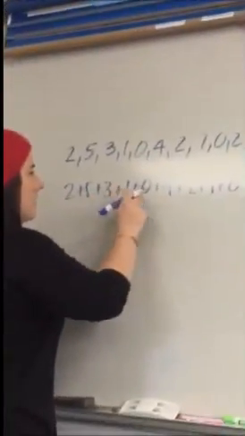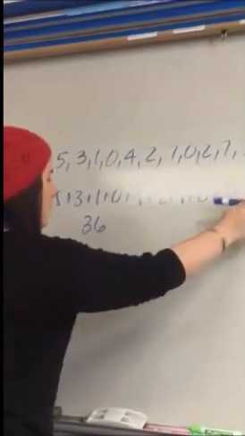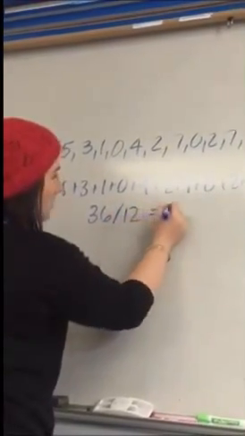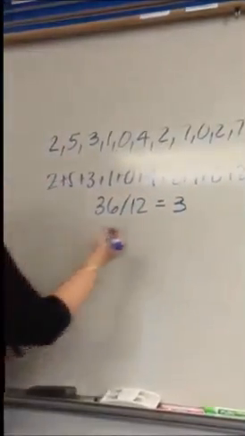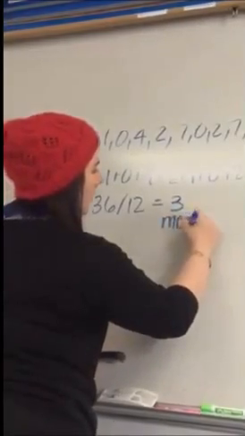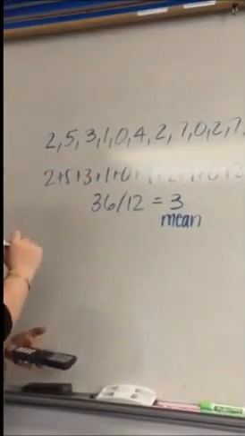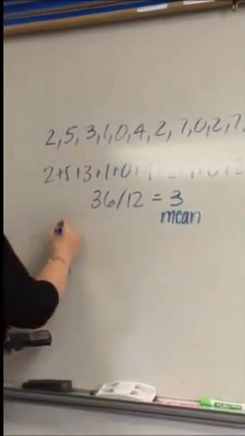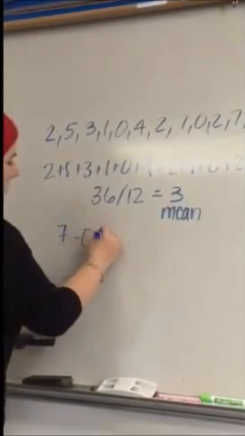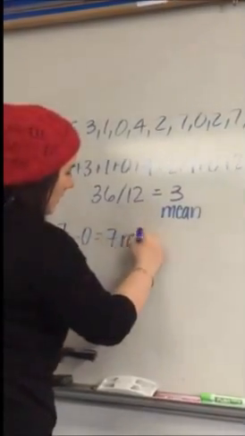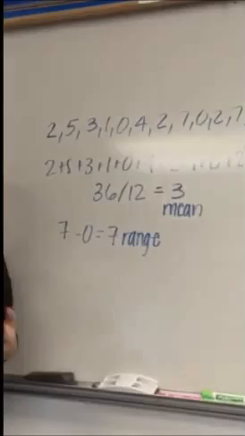So 1, 2, 3, 4, 5, 6, 7, 8, 9, 10, 11, 12. When I divide that by 12, then I get 3. So the mean is 3. To calculate the range, I'm going to take the biggest minus the smallest. It looks like the biggest is 7, and the smallest is 0. So 7 is the range.